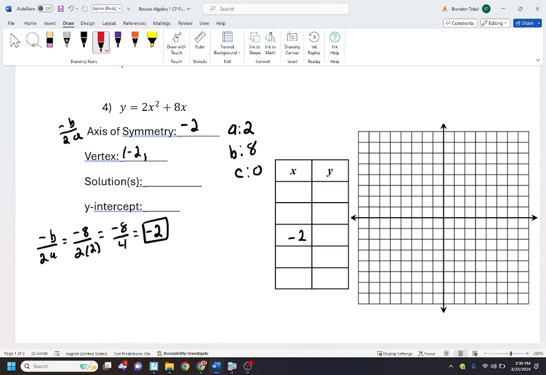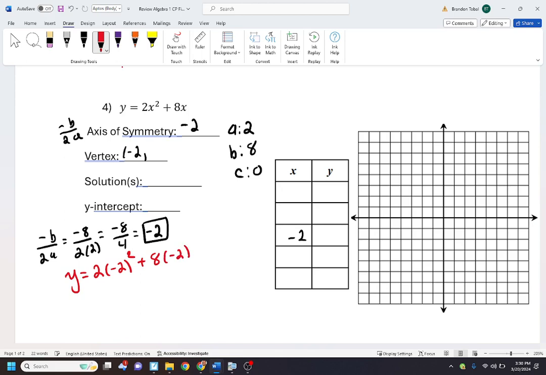So how do we get that y? We plug it in. So you do y equals 2 times -2 to the power of 2, plus 8 times -2.